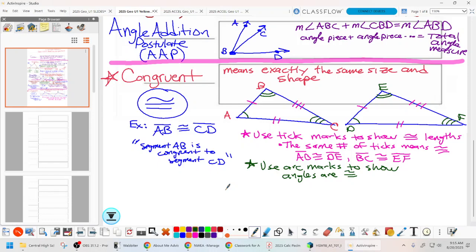Same number means equivalent. Same number means same size. Okay, this is going to save us a lot of writing. So give me some angles that we have marked as congruent. Okay, so angle A is congruent to angle D. One other one? F and C. Angle F is congruent to angle C. And then of course B and E also.